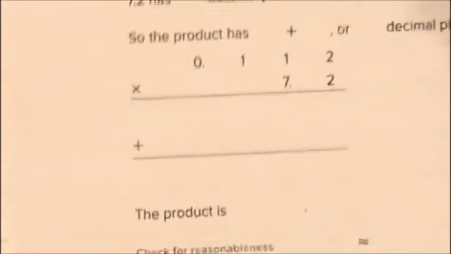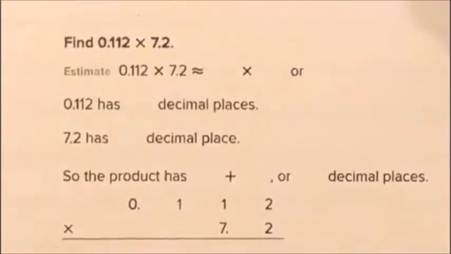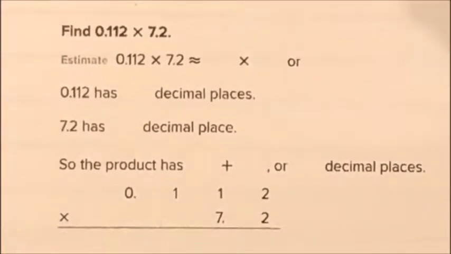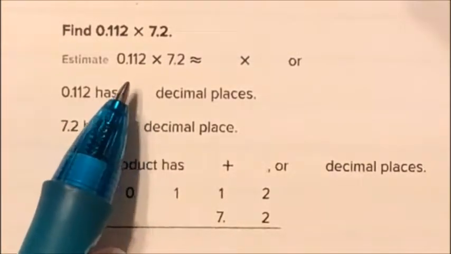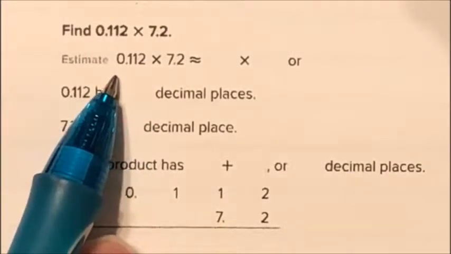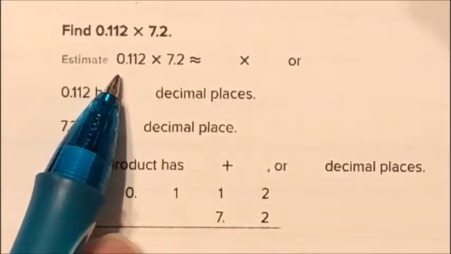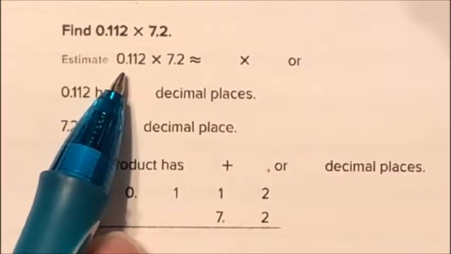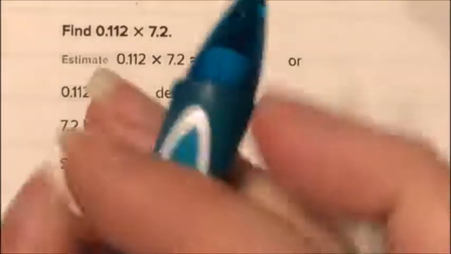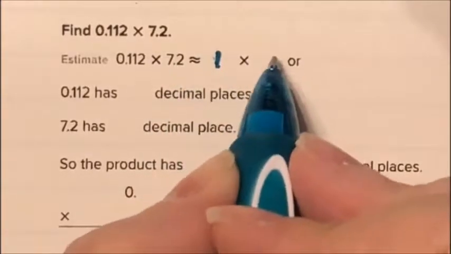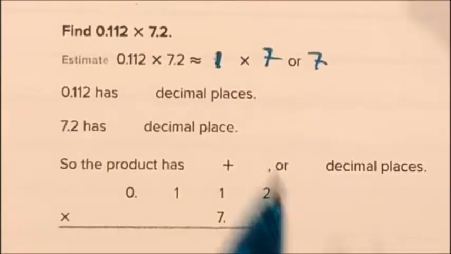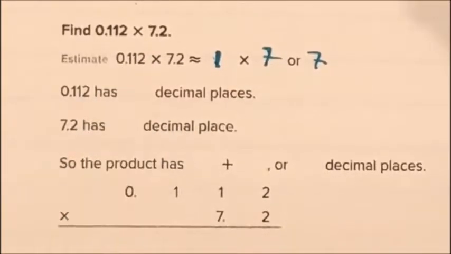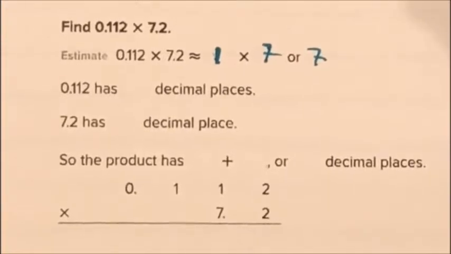The second example says find 0.112 times 7.2. I can estimate first. 0.112 is a lot less than 1. It's a little bit bigger than zero, but I don't want to use zero, so I'm going to use 1. And 7.2 is about 7, so somewhere around 7. It's going to be less than 7 because this number is a lot less than 7, so it'll probably be closer to the 0 mark.